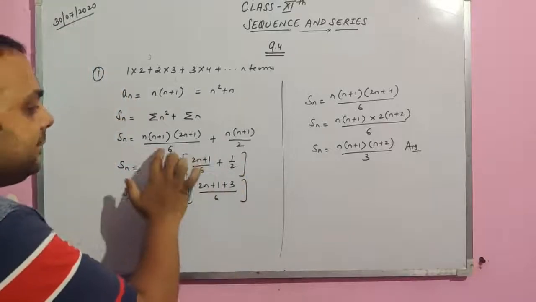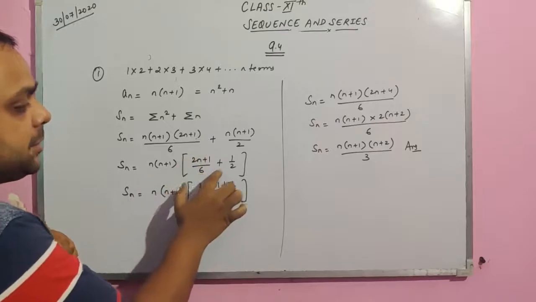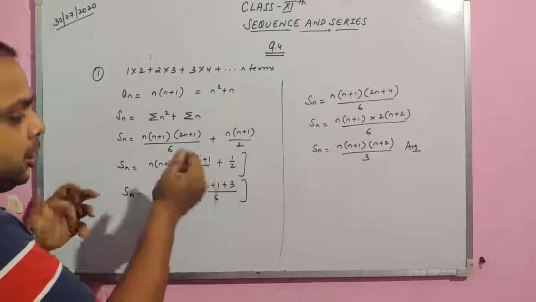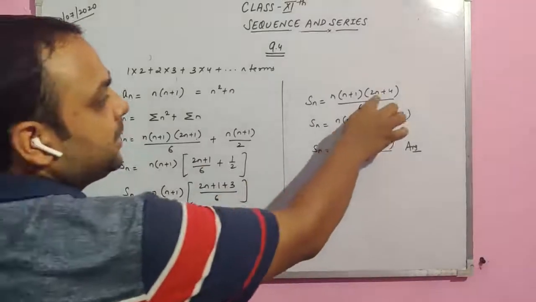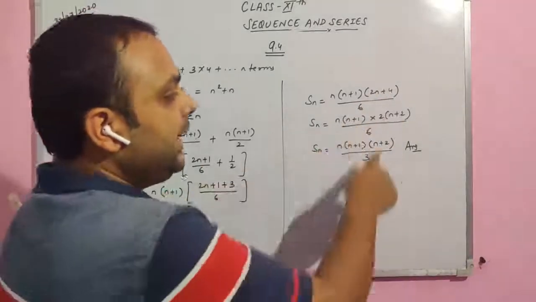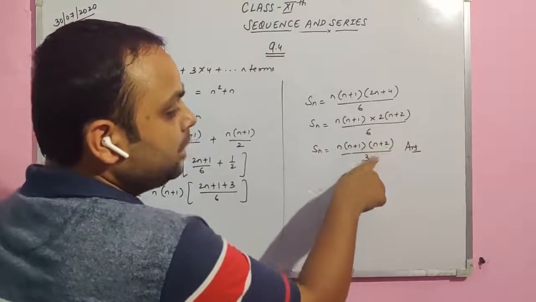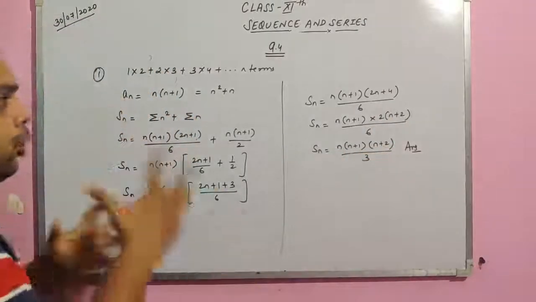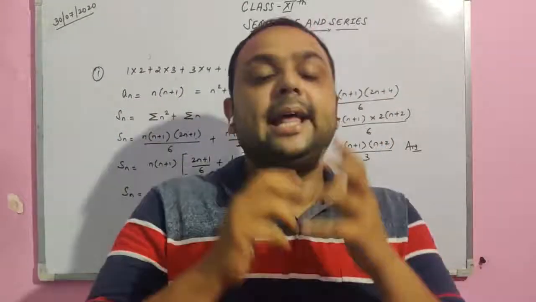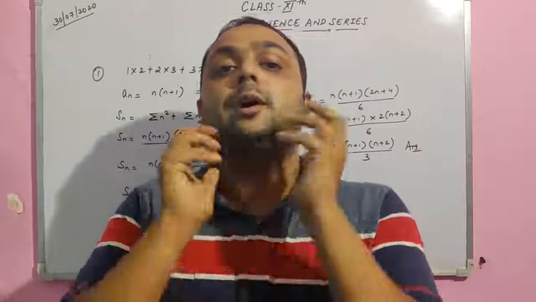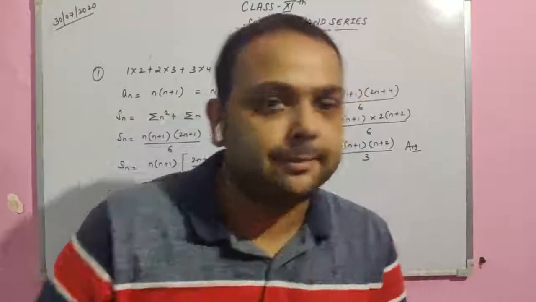Now taking n into n plus 1 common, we have 2n plus 1 upon 6 plus 1 by 2. Simplifying by taking the LCM, we get 2n plus 1 plus 3, which gives 2n plus 4. Taking 2 common and then cancelling with 6, we get n into n plus 1 multiplied by n plus 2 upon 3. So we need to make a general term in exercise 9.4, and then we have to apply the concept of the sum of n terms of special series. So please see very carefully.